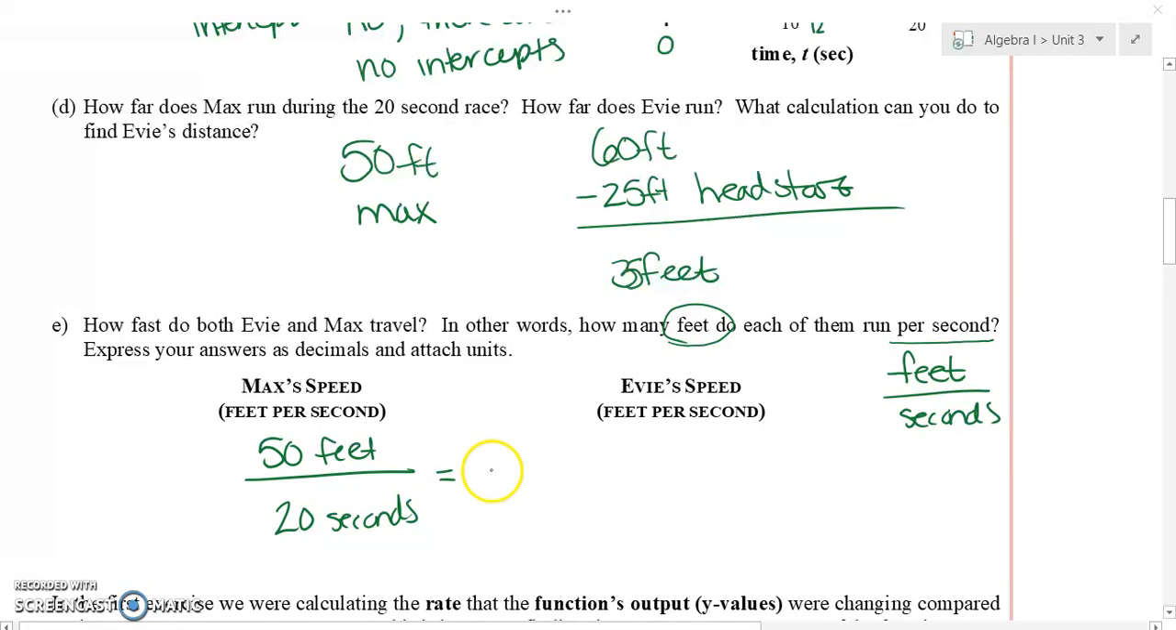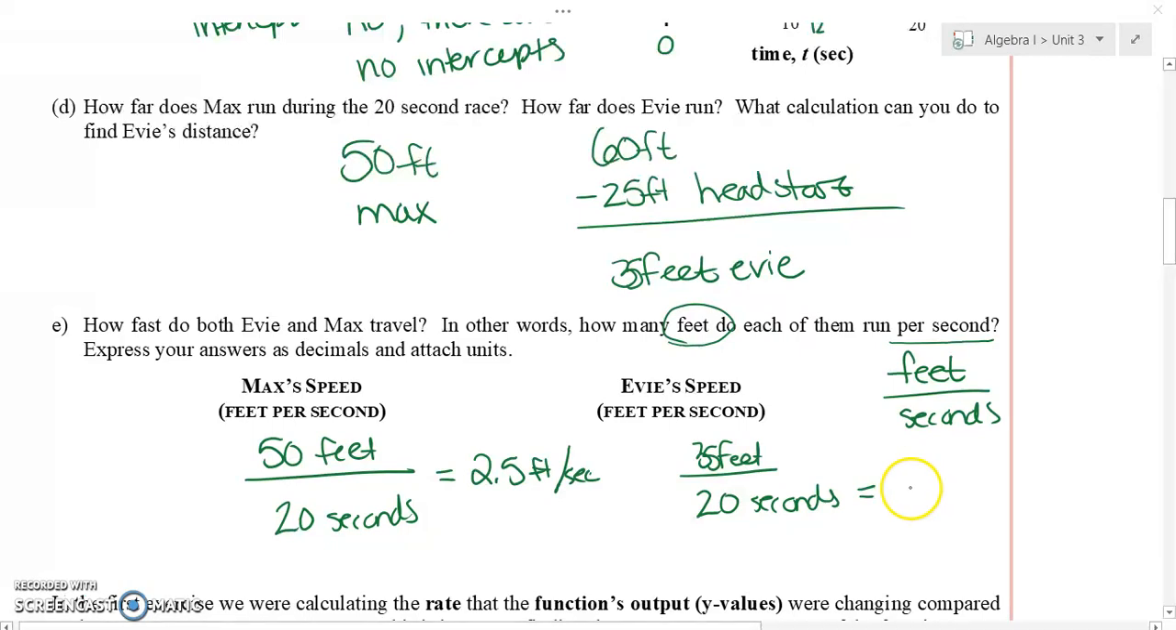If you figure it out, it's a decimal. It's 2.5 feet per second. How about Evie? How far did Evie go? Evie's up here. She went 35 feet over her 20 seconds. Put it in the calculator. Convert it to a decimal. What is her speed? 1.75 feet per second.